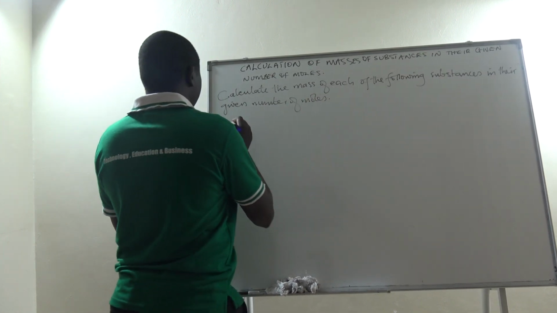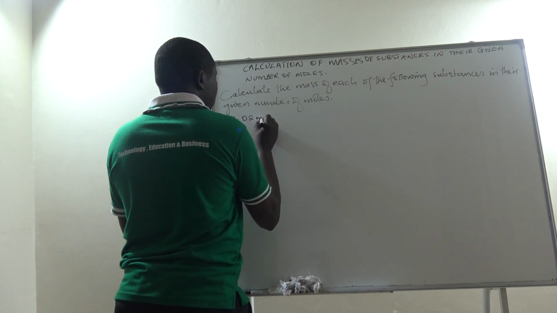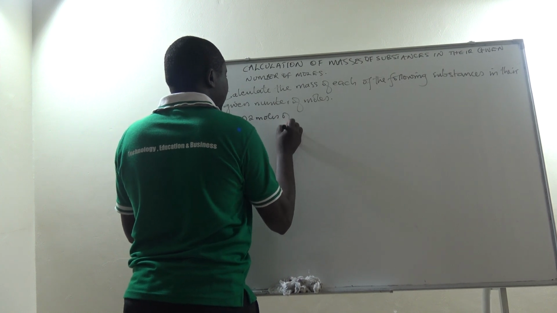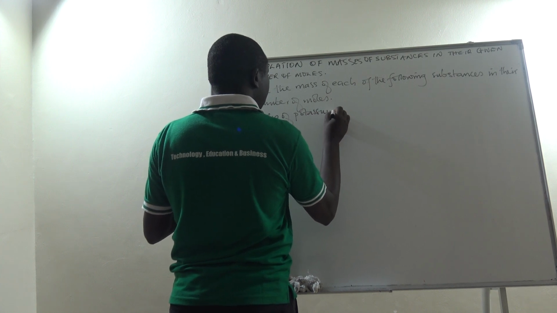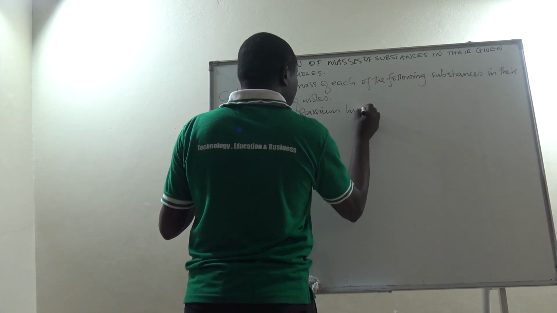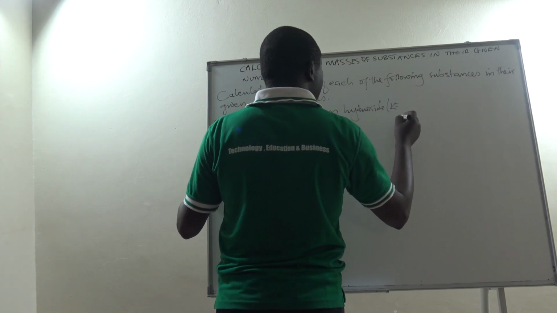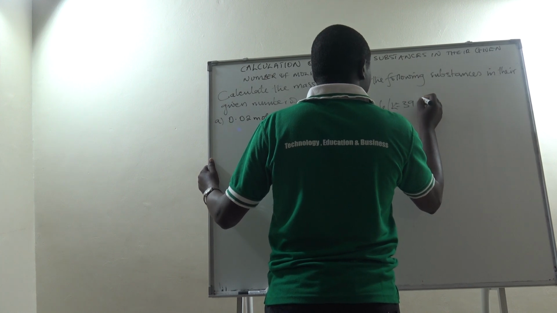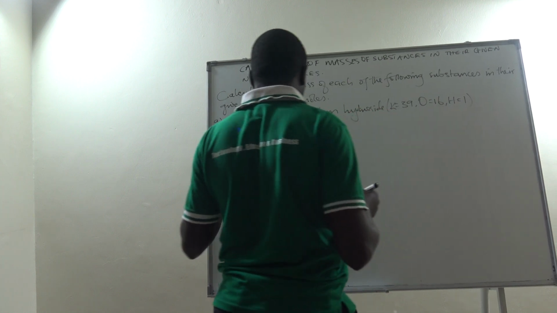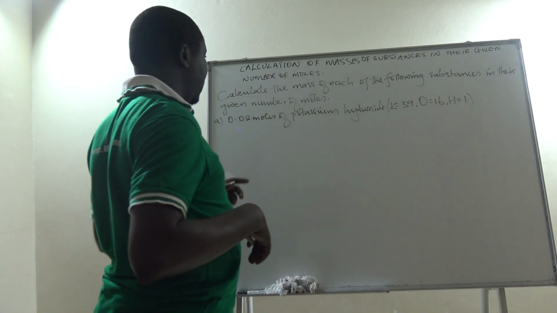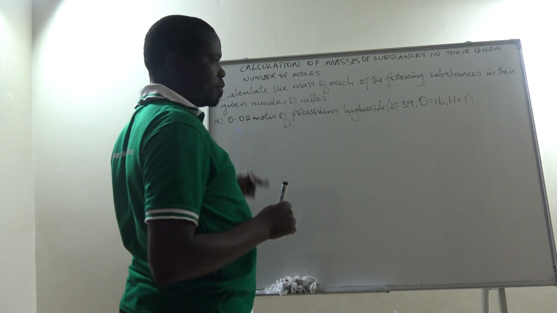The first one, let us see if I have 0.02 moles of potassium hydroxide. Given that potassium has a relative atomic mass of 39, oxygen with 16, and hydrogen with 1. So let us look at, in this case, the mass of potassium hydroxide in this number of moles.